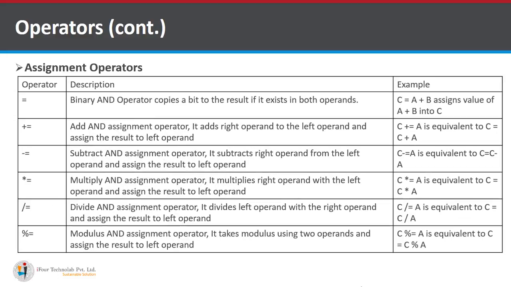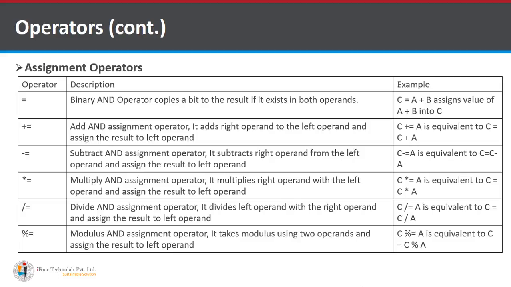Next are assignment operators. Here are the following assignment operators. C equal to A plus B means assign the value of A plus B into C. Plus equal to is the add and assignment operator. It adds the right operand to the left operand and assigns the result to the left operand. Here you can see C plus equal to A is equivalent to C equal to C plus A.